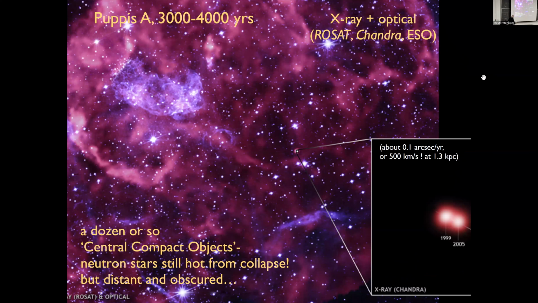So this is the supernova that I want to talk about later. Here's the star that I will be discussing in some more detail. This is the Puppis A supernova remnant that I showed you earlier. And the neutron star is only a few thousand years old, so it's still hot from having undergone an implosion.